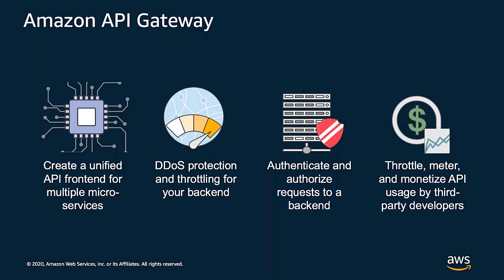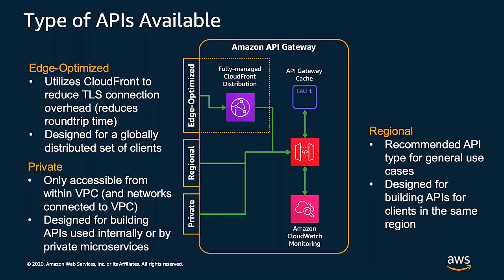Finally, API Gateway allows you to throttle, meter, and monetize your API usage if you're providing an API to third-party developers. There are three key types of APIs available. There are edge-optimized APIs, which utilize CloudFront to reduce TLS connection overhead. This means you're going to see a shorter round-trip time. It's designed for a globally distributed set of clients.